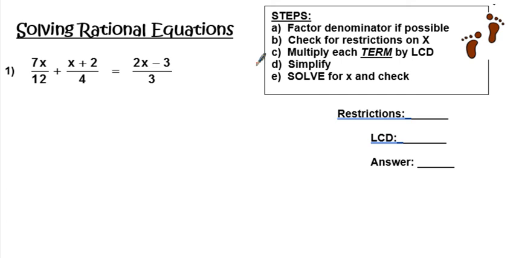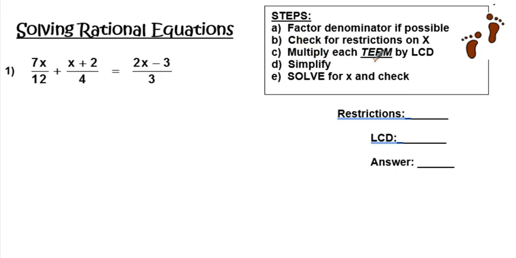When you see expressions like this with an equal sign in between, you should think, first thing I should do is factor the denominator if possible. I should also make sure that I don't have any no-nos in the denominator, anything that can cause a zero in the denominator. So if I look here, there's no x in here that's a variable that could cause a zero. There's no zero here, and there's no zero here. So that's what we mean by check for restrictions on x.